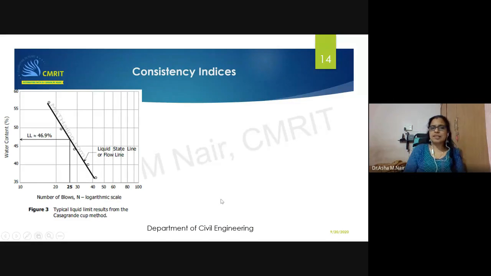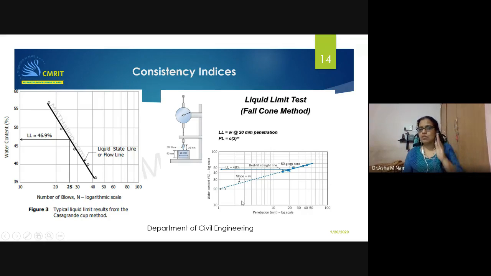And consistency index, I have told there are two methods. What are the two methods? It is going to be the Casagrande's method as well as the cone cutter method. For the cone cutter method, it is going to be 20 blows, whereas for the Casagrande's method, it corresponds to 25 blows.